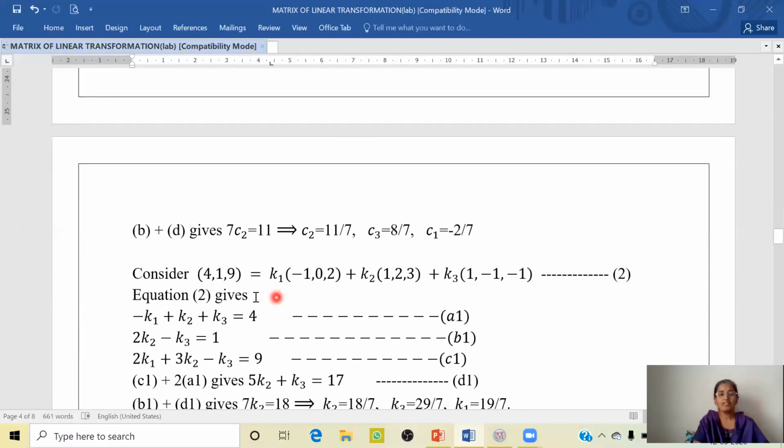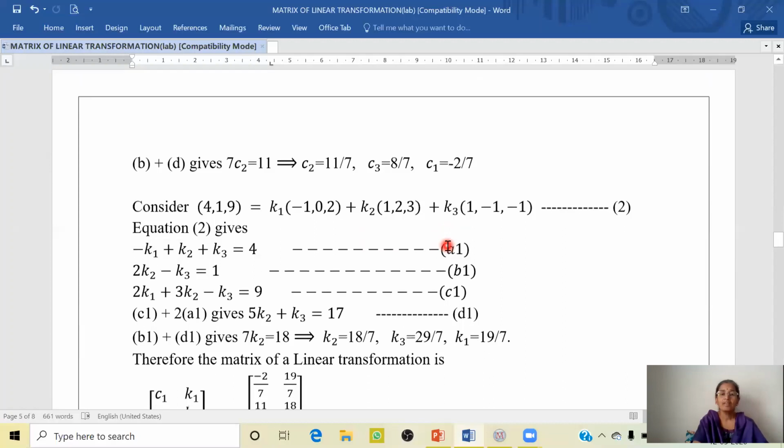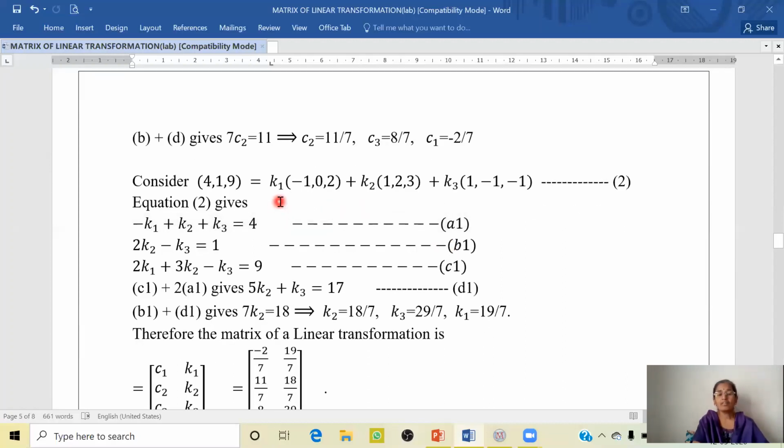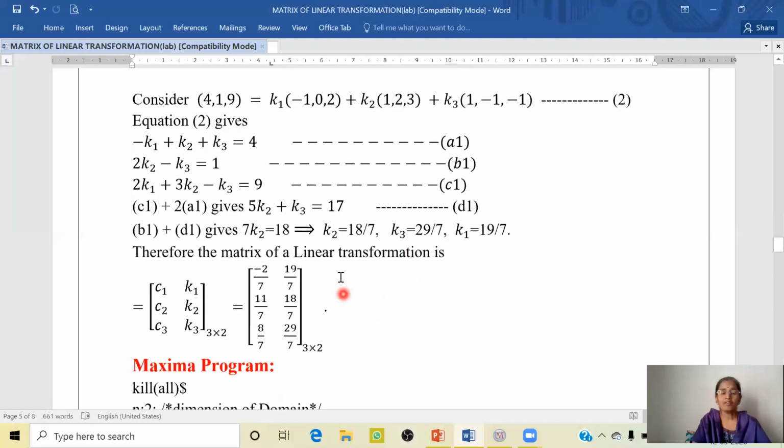Similarly, the second image 4, 1, 9 is also expressed as a linear combination of the B2 bases, and we have returned the constants as K1, K2, K3. On evaluation of these 3 equations, we get the values of K1 to be 19/7, K2 to be 18/7, and K3 to be 29/7. And the matrix of linear transformation is given by C1, C2, C3, K1, K2, K3. Here when we look into the dimension, it is 3 cross 2 because T was a mapping from 2-dimension to 3-dimension. So this is the required linear transformation.